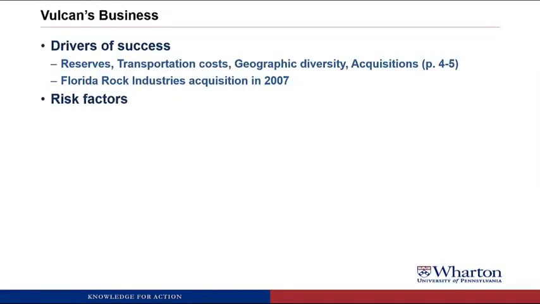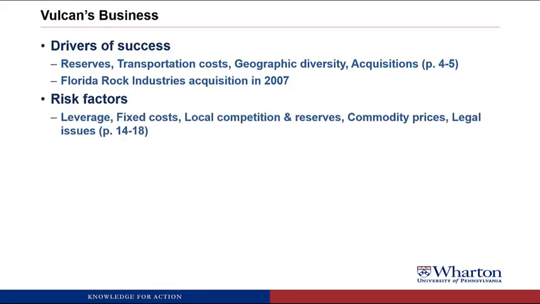The final thing we're going to want to look at to get a handle on Vulcan's business are risk factors. And as I'll show you, they are leverage from their acquisitions, high fixed costs, local competition and the struggle to get reserves, commodity prices, and legal issues. So let's flip to the section of the report so I can show you where all these come from.